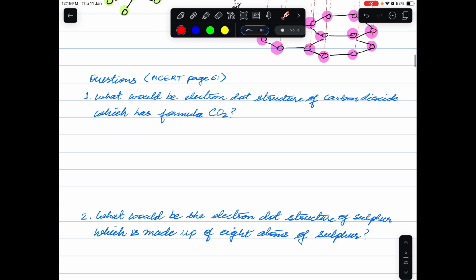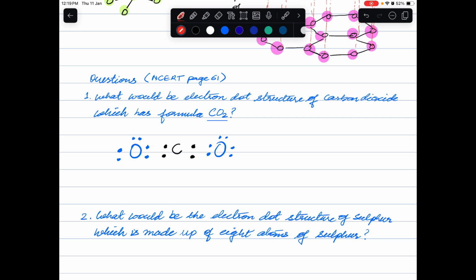Now come to the NCERT question on page number 61. They have asked what would be the electron dot structure of carbon dioxide, with the formula CO2. First we write one carbon atom as given in the formula, and carbon has four valence electrons, so we show four valence electrons of carbon. Now we have two oxygen atoms. How many electrons does the first oxygen atom have? Oxygen has 6 valence electrons, because in the second shell oxygen has 6 electrons.